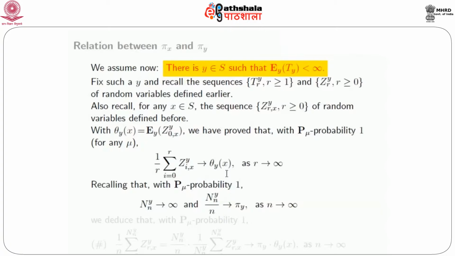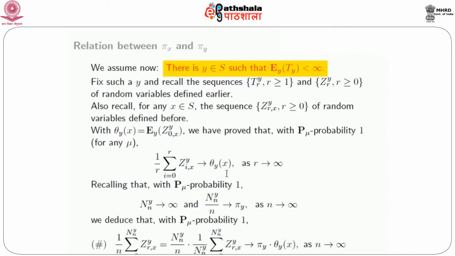Recall we had earlier proved that with P mu probability 1, Ny n goes to infinity and Ny n over n goes to pi y as n goes to infinity. From that we deduce that 1 over r, sum over i equal to 0 to r of Zry, goes to theta yx as r goes to infinity. If we put in Ny n instead of r, let's see what happens. We start with 1 over n, sum over r equal to 0 to Ny n of Zrxy. Then we want 1 over Ny n, so we multiply and divide by Ny n, which is done in the second step. Now the second factor goes to theta yx and the first factor goes to pi y, and therefore the product goes to pi y times theta yx. So far so good.